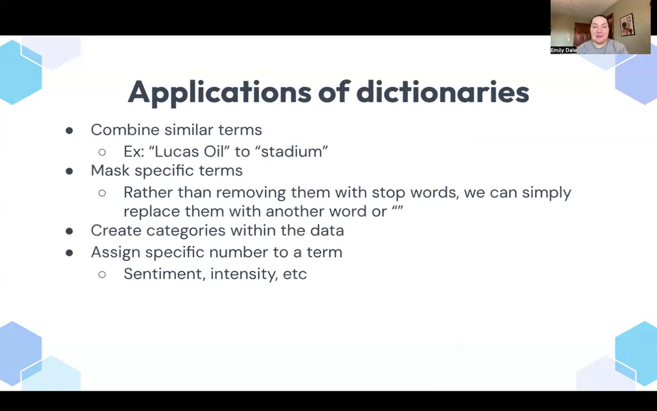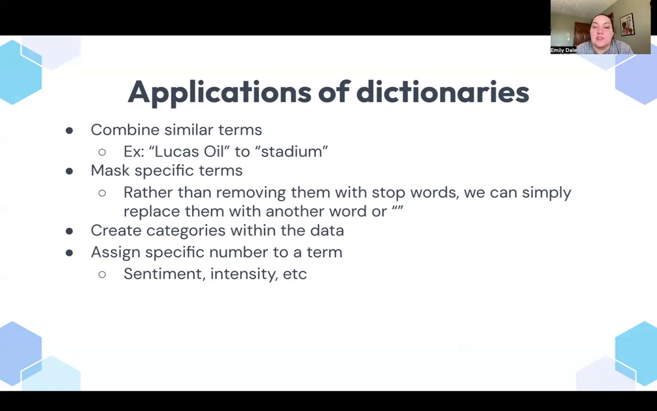That's all I just talked about, the applications of that. Lucas Oil to Stadium. You can make things specific words. If you have some words that you want to take out, you can always just replace them with a blank space or replace them with another word. You can create categories within the data. For example, I did the one with Zelensky. I changed Ukrainian president to Zelensky so that we understood how often he was coming up in the news, and not just whether we called him Zelensky or Mr. President or whatever. We always knew it was him.